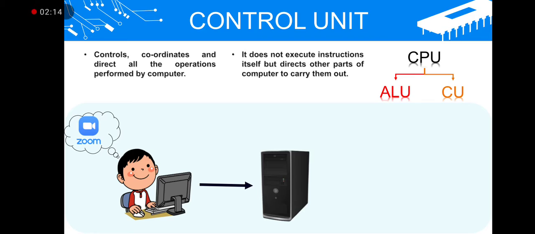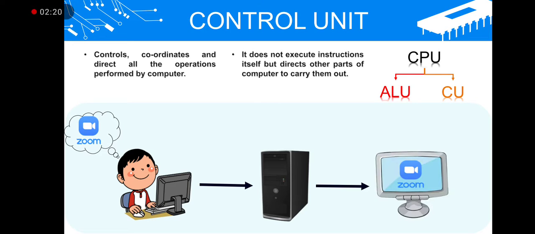Now, the instruction to open the Zoom goes to the CPU. After that, you will see that your monitor is showing. The CPU directs the monitor to open the Zoom. The monitor opens the Zoom. Right? That's how the instructions you enter into the computer are carried out by the computer parts.